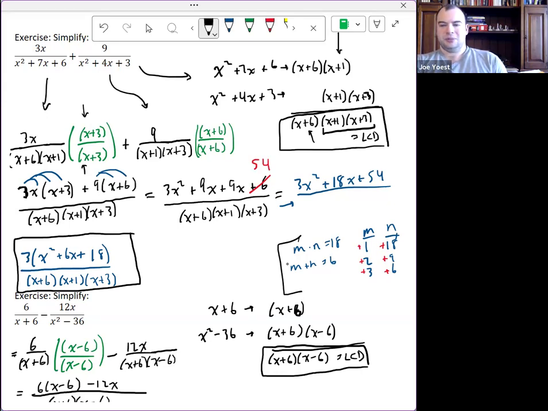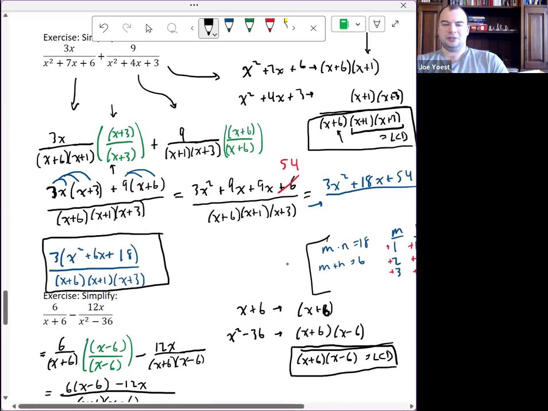And none of these work: 18 plus 1 is 19, 9 plus 2 is 11, 6 plus 3 is 9. None of them make a sum of 6. So this does not factor into the integers. It's not going to have a factor of x plus 6 or x plus 1 or x plus 3. And this is our final answer.